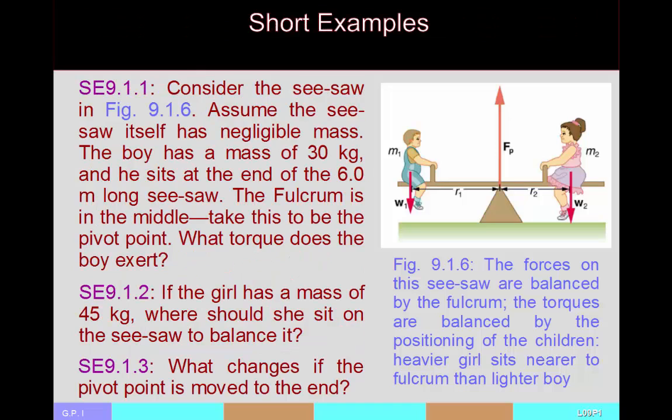So let's do some examples with that. Let's consider this seesaw that we have been talking about, and let's assume that the seesaw itself has negligible mass. We put a 30 kilogram boy onto the seesaw, and maybe he is 6 meters from where the fulcrum is. What is the torque that this boy is exerting in this case?